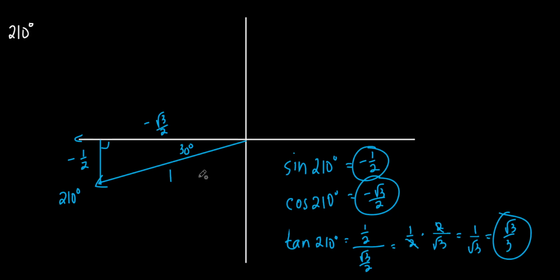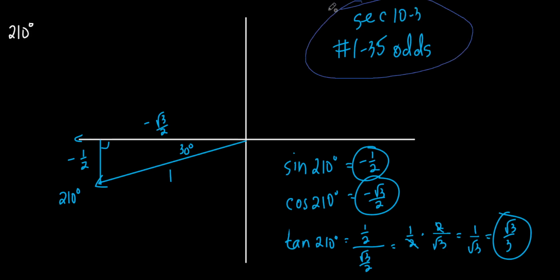We had one more to do, but we got pretty far. So get your homework done, even though you guys are walking out on me. It's a 1 to 35 odds. You're already crying about it earlier, so everybody knows. It's 1 to 35, but you're only doing the odds. And this is section 10.3. There you go.